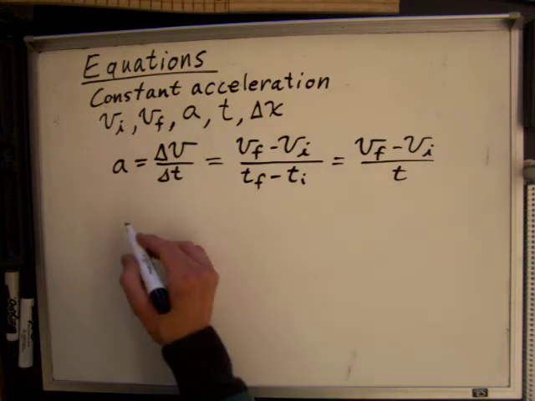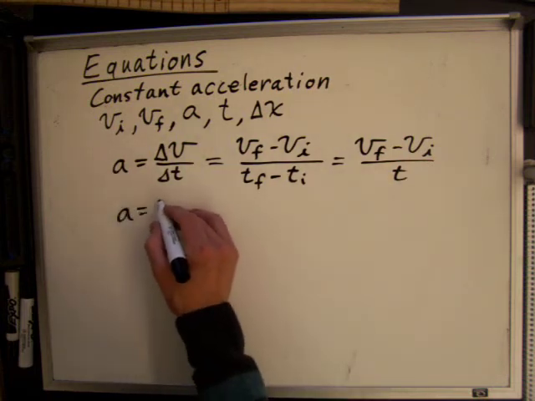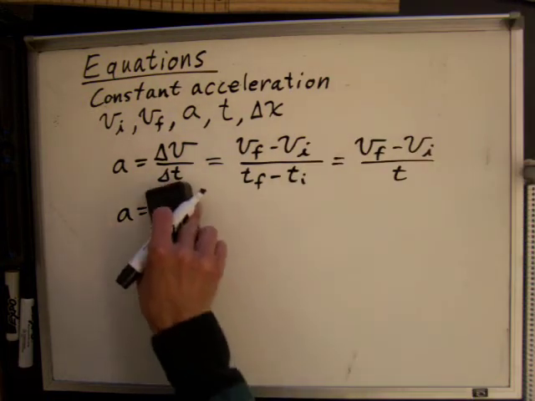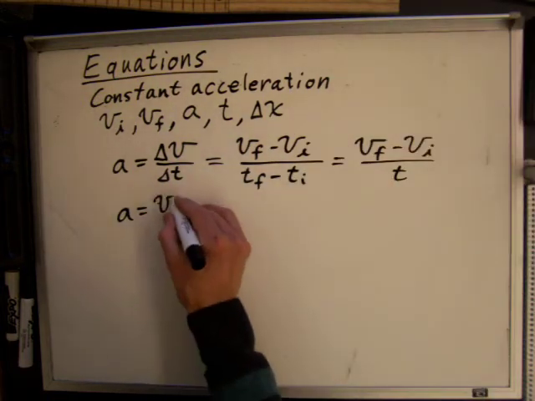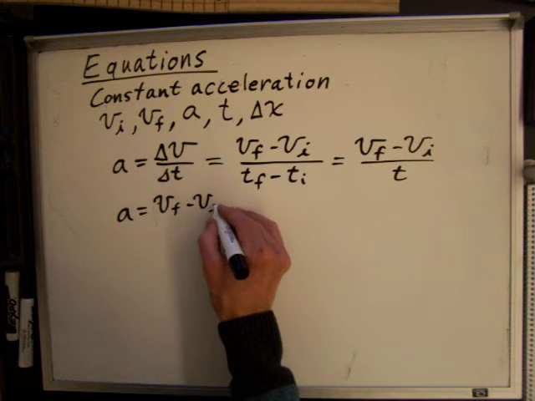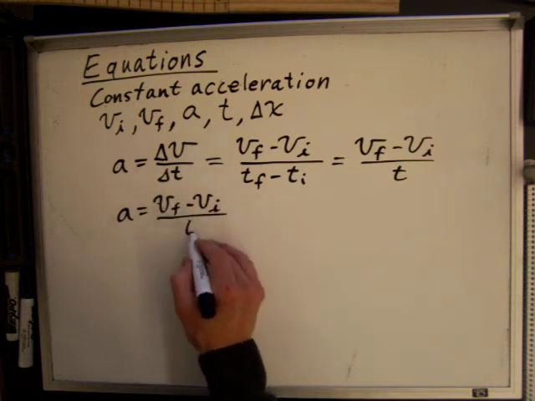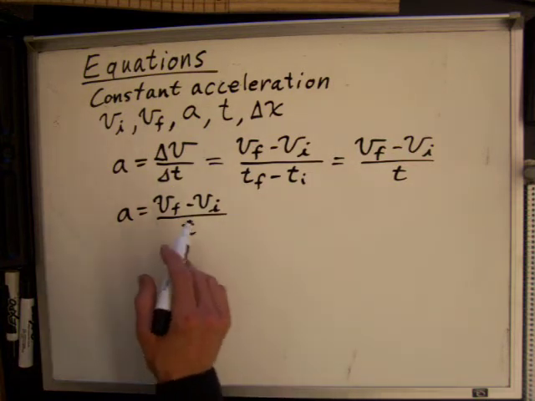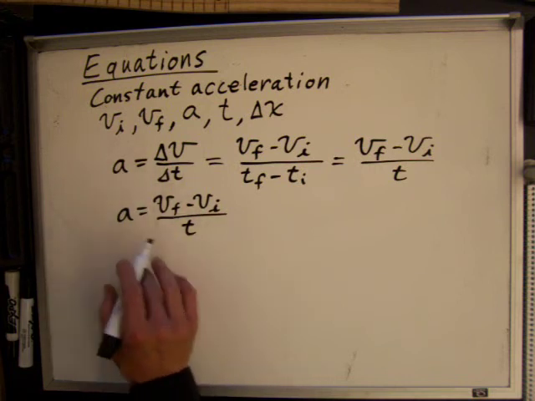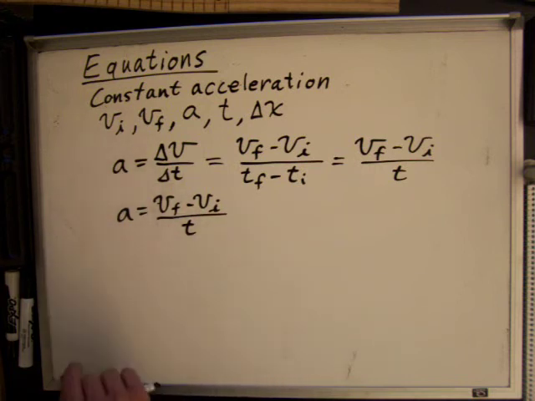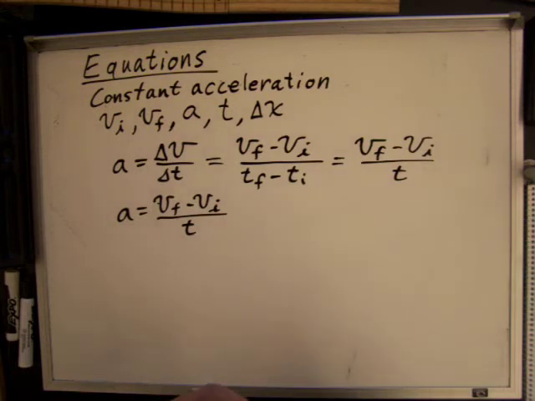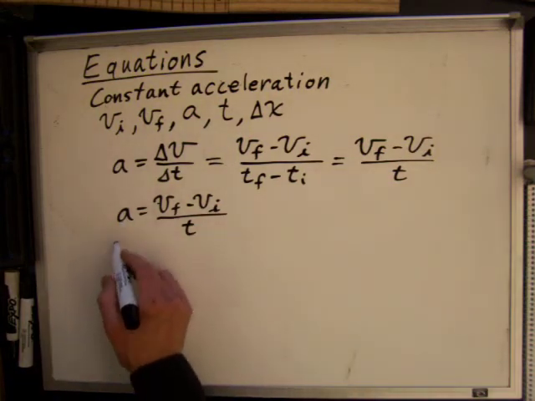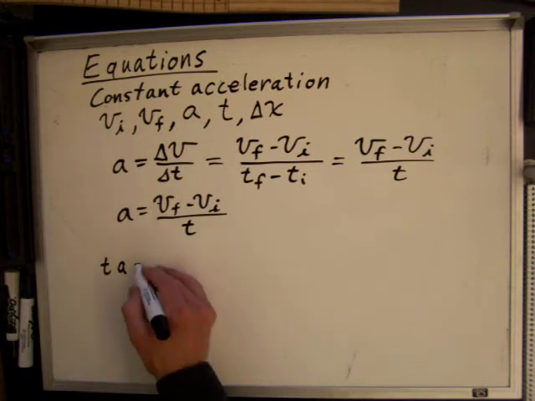So here's an equation for A. Let me just write it again. A equals the final velocity minus the initial velocity. That's the same as the change in velocity over the time. All right. Now I can multiply. I'm not going to tell you why yet, but I'm going to multiply both sides of this equation by T. What happens if I do that? Well, let's try it. On the left-hand side, I'm going to multiply by T, so I get T times A.